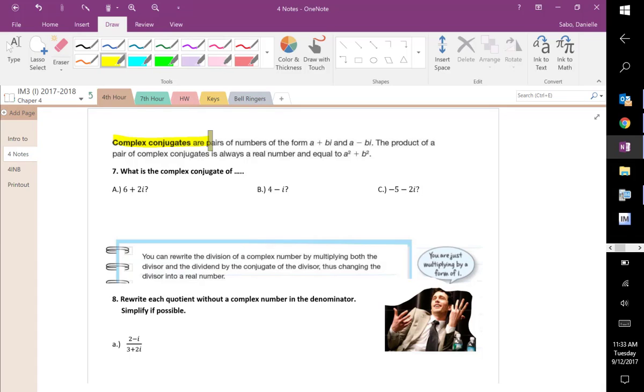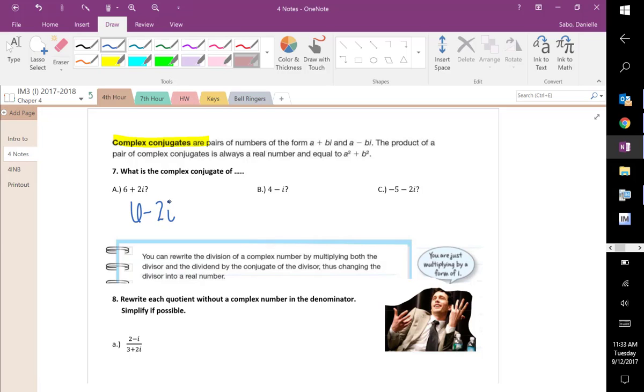A complex conjugate is a pair of numbers in these forms. That's just the generic form, where the product is just the first term and those outer terms. And again, we'll talk more about it in a second. All conjugates have different signs. So this conjugate would be 6 minus 2i. So if I asked you what's the conjugate of letter A here, 6 plus 2i, you would tell me it's 6 minus 2i.